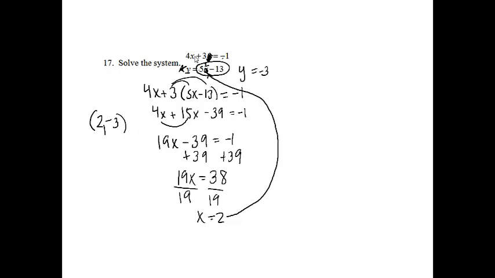You could have also put the 2 back into this equation. I just want to show you if you would have done that. We would have gotten 8 plus 3y equals negative 1. I would have subtracted 8, so I would have gotten 3y equals negative 9. Dividing by 3, I do also get y equals negative 3. So it doesn't matter which one you put it back into.